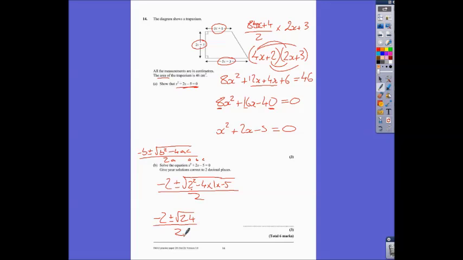And if you put that in your calculator, to get the plus one, you get 1.45, and to get the negative one, you'd have minus 3.45 for your two answers.